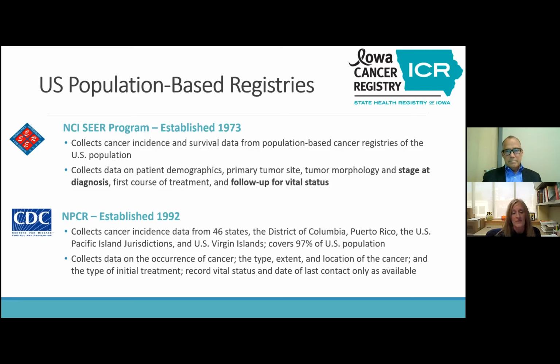The NPCR registries also collect data on the occurrence of cancer, and they collect the type and the extent and the location of the cancer, but they are not required to stage their tumors. They also get the type of initial treatment, and then they record vital status and the date of last contact only as available. So those are the couple of differences.